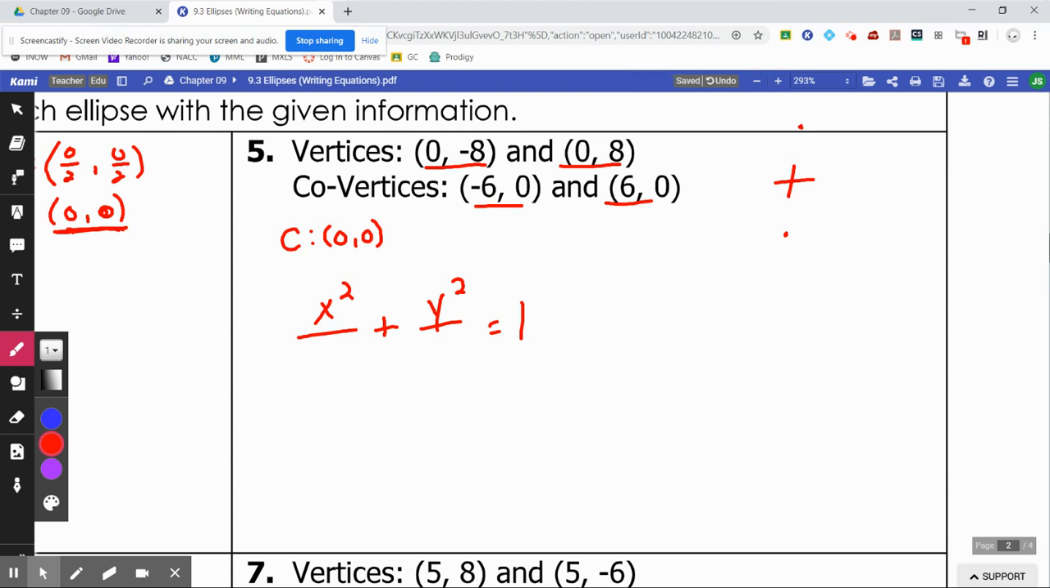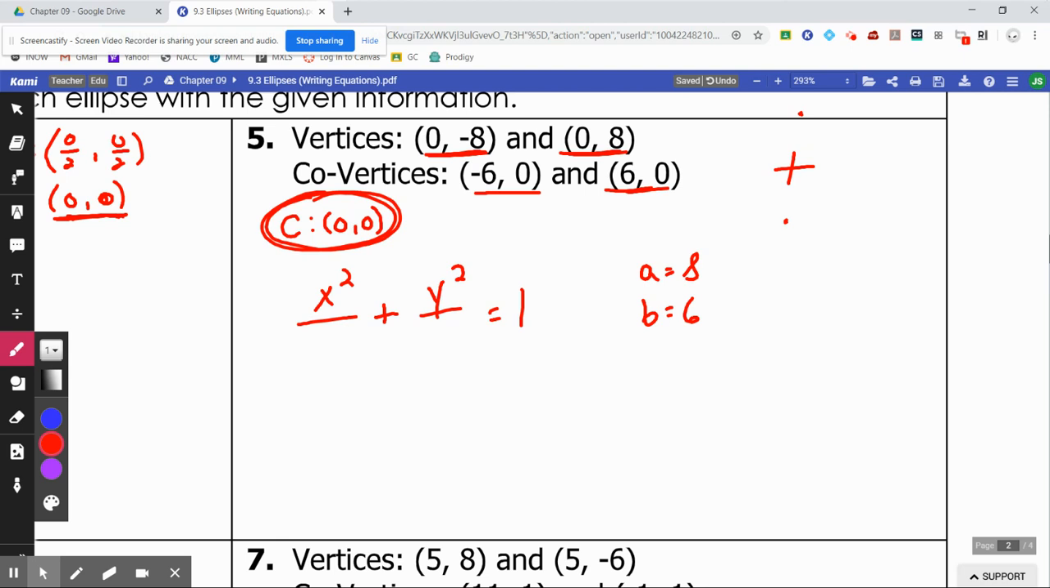Let's find our a values and our b values. Our a is the distance from the center to either one of these points, which is 8. Our b is the distance from the center to either one of these points, which is 6. Again, you have to figure out if it's taller or if it's wider.